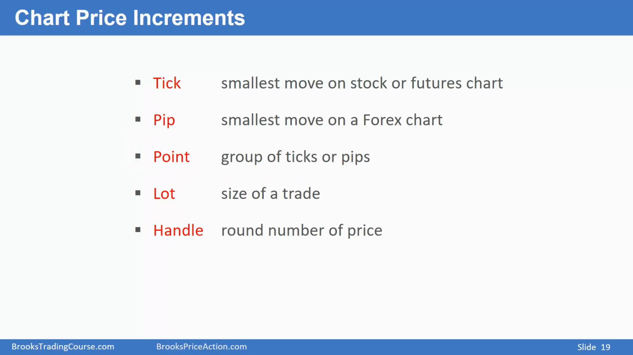A point is a group of ticks or pips. So for example, 1 point on the E-mini chart is 4 ticks. A corresponding move on the SPDR SPY ETF chart is 10 ticks. You'll sometimes hear traders talk about the lot size. I traded 5 lots, which means you traded 5 contracts or 5 shares or 5 units or 5 something. And a handle is a big round number. So if the SPDR is trading at 202.50, you would say it has a 202 handle on it.